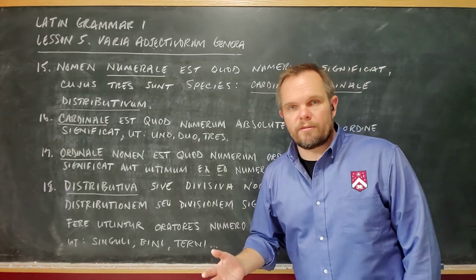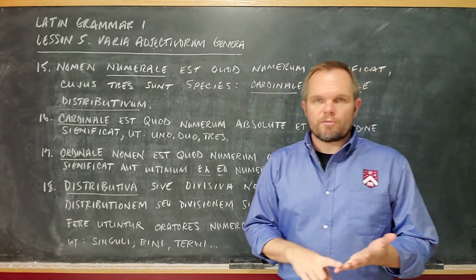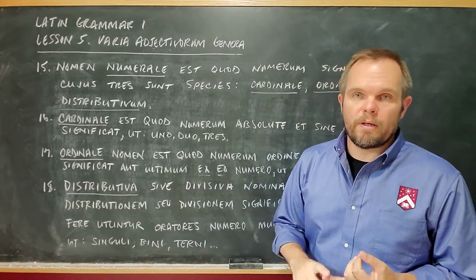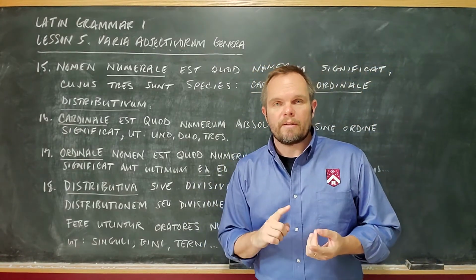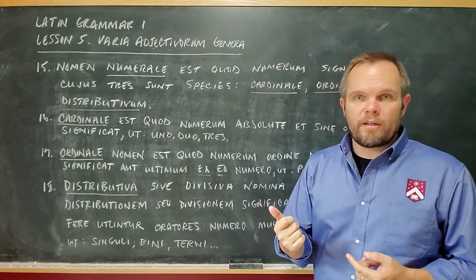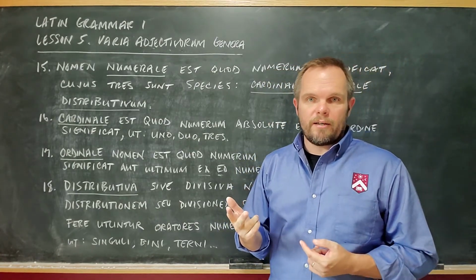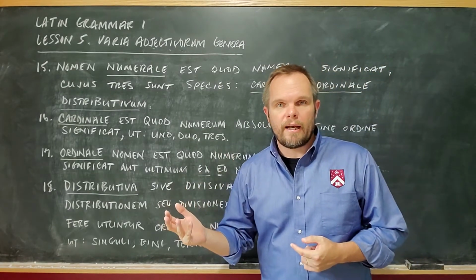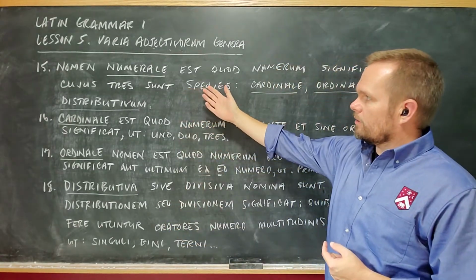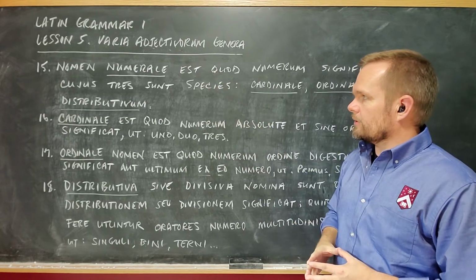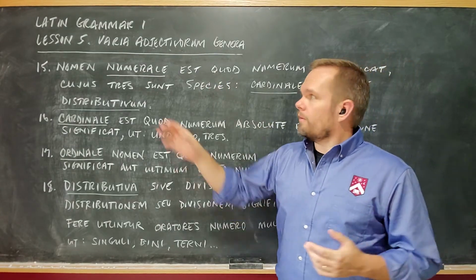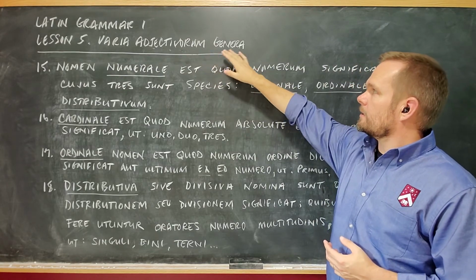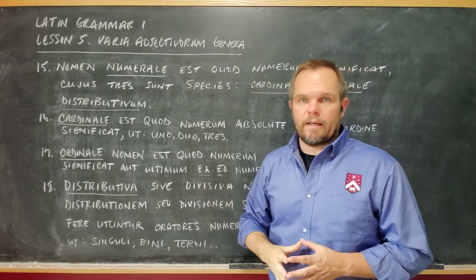So that's it for lesson 5. We've learned about interrogative adjective nouns, about relative, about redditive, about infinite, possessive, patrial, and gentile. In our last lesson, we learned about partitive adjective nouns, and here we learn about numeral adjective nouns. So those are the varia adjectivorum genera, the various classes of adjective nouns.